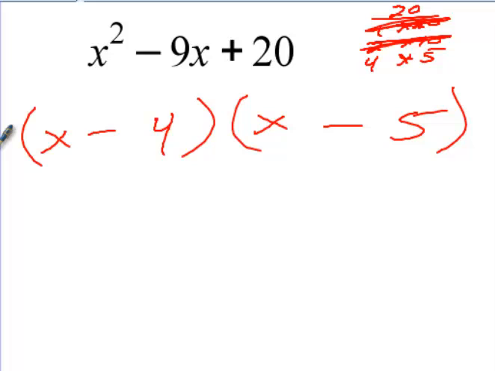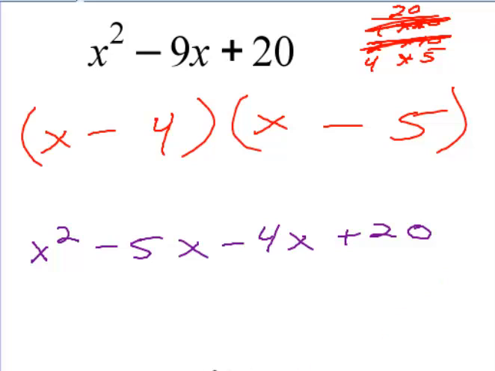So what can I do to make sure I'm right? FOIL it, right? What's the opposite of factoring? Foiling. Actually perform the multiplication. So let me check. What's x times x? What's x times negative 5? Okay, what's negative 4 times x? And what's negative 4 times negative 5? Okay, group up your like terms. F, O plus I becomes your middle, so it's negative 5 minus 4. And then you have your last, which is the 20. Did I get the exact same statement I started with? Then that means that my factors are correct.